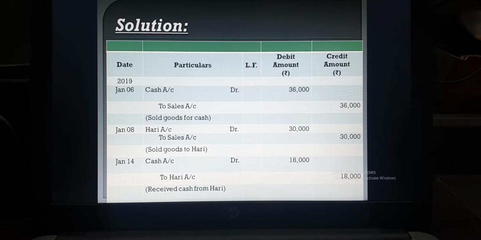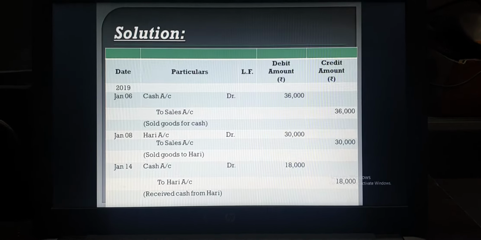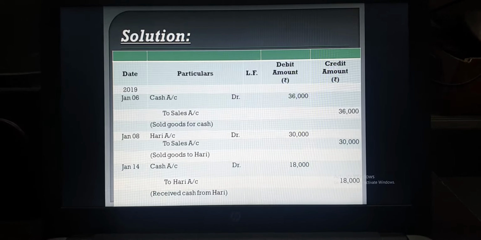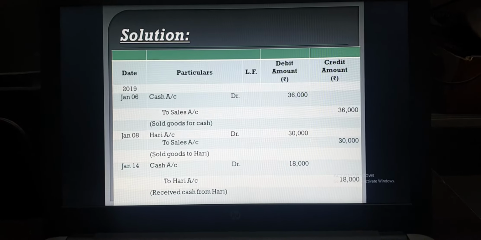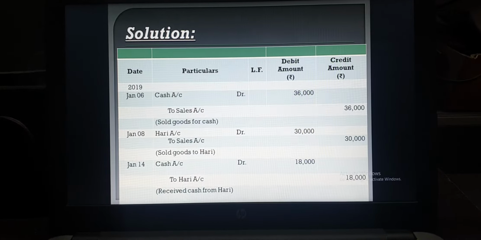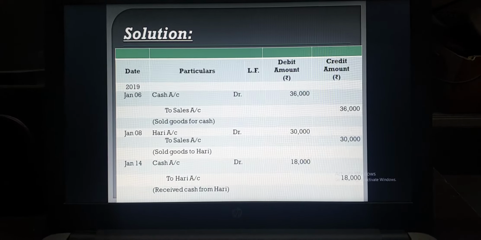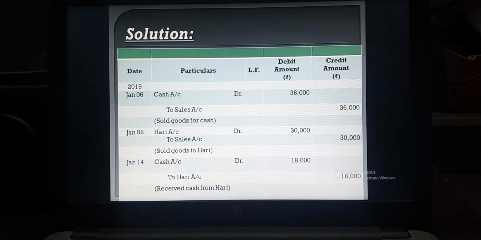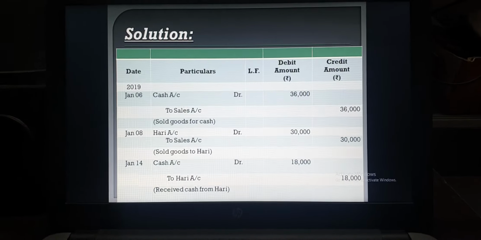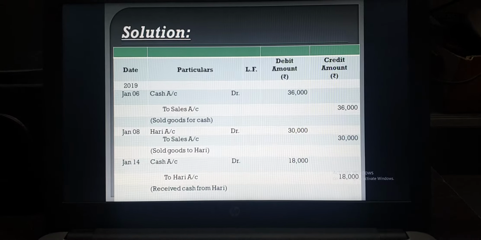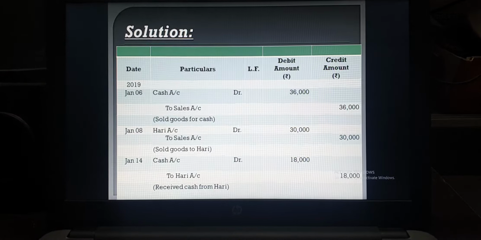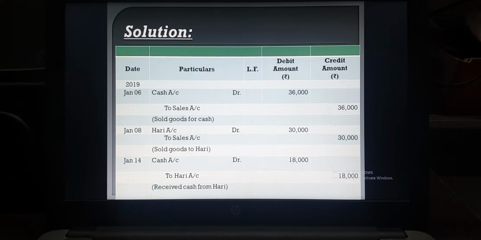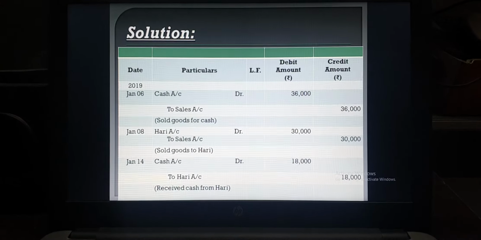Now second, sold goods to Hari. In this case again we have to use the word sales because we are selling the goods. But it is not given that we are selling for cash. Cash is not given in the question. So you have to use the name of the receiver, that is Hari. So in this transaction, the personal as well as nominal rule is applicable. So the entry will be Hari account debit to sales. Hari is the receiver and income is always credited, that is called sales. And with the amount of 30,000 on January 8.